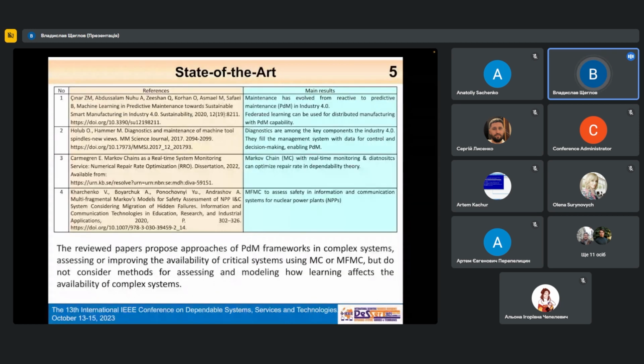The reviewed papers mainly propose approaches of predictive maintenance frameworks in complex and critical systems. Also, they propose assessing or improving the availability of critical systems using Markov chain or multi-fragmental Markov chain approaches, but don't consider methods for assessing and modeling how learning capability affects availability of such critical systems.